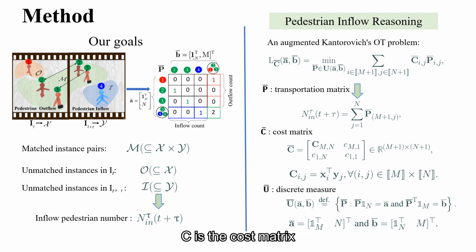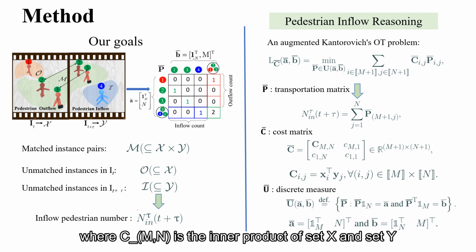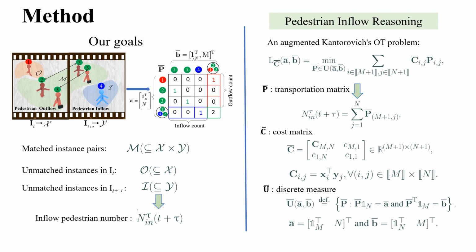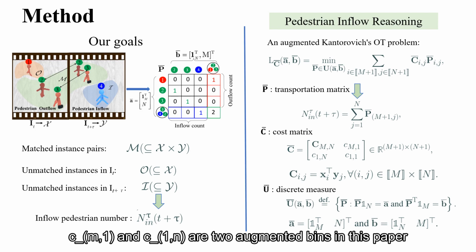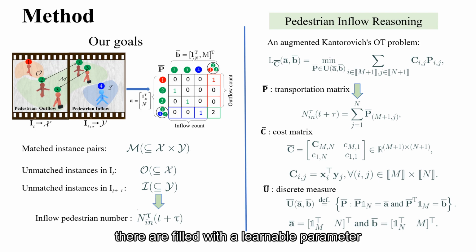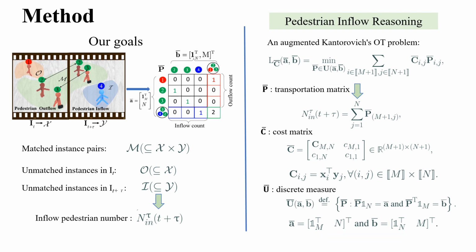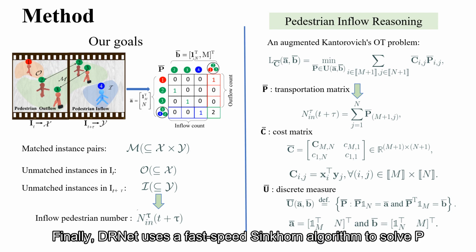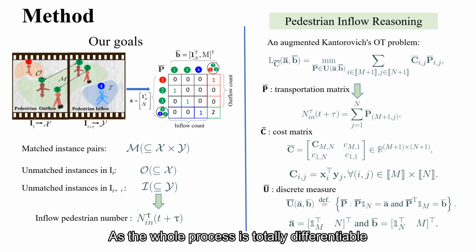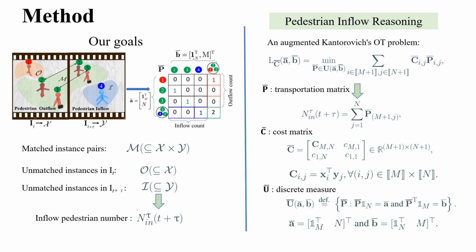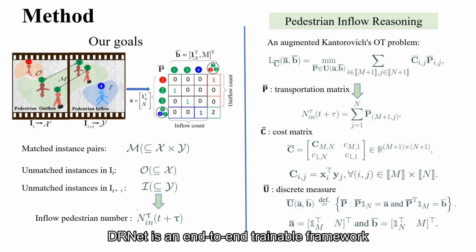C is the cost matrix, where Cmn is the inner product of set x and y, minus their similarity. Cm1 and C1n are two augmented vectors in this paper. They are filled with a learnable parameter. U(a,b) is a discrete measure with respect to probability vectors a and b. Finally, DR.VIC uses a fast-speed Sinkhorn algorithm to solve P. As the whole process is totally differentiable, DR.VIC is an end-to-end trainable framework.